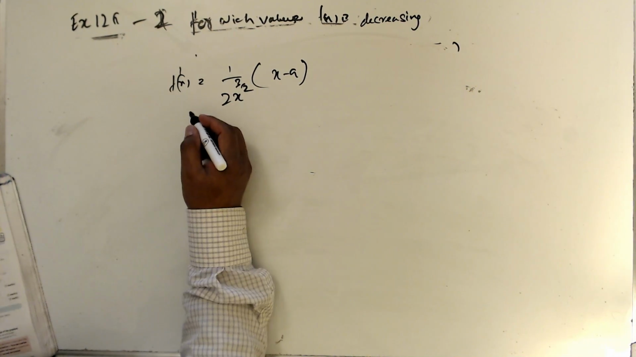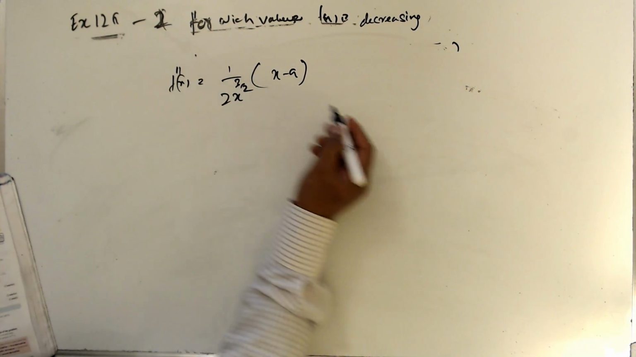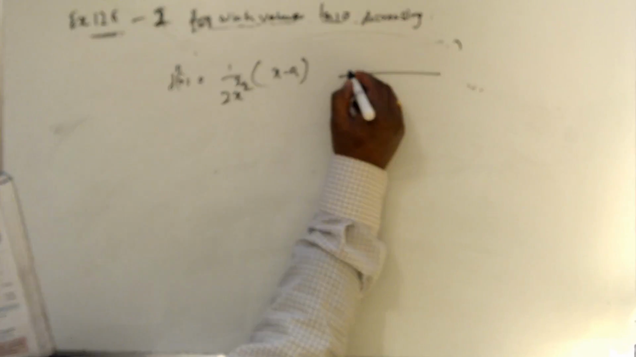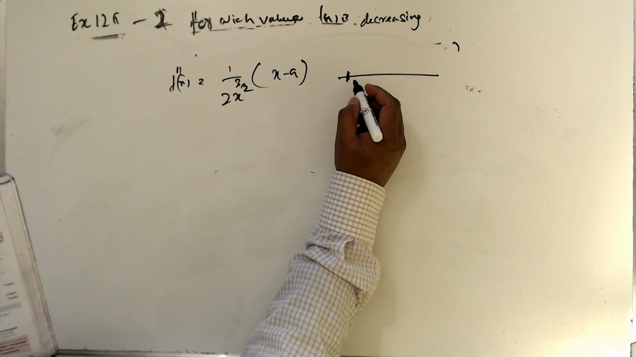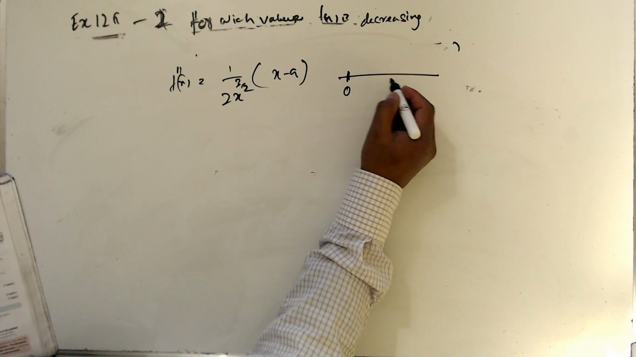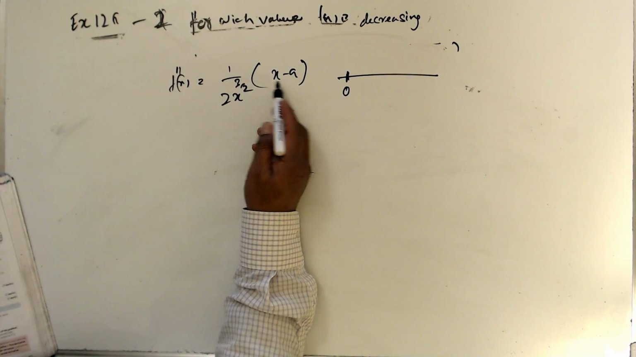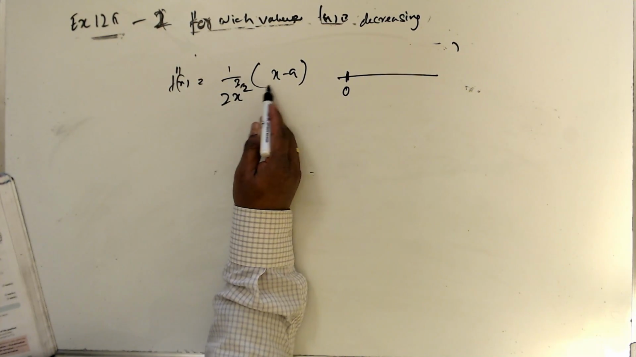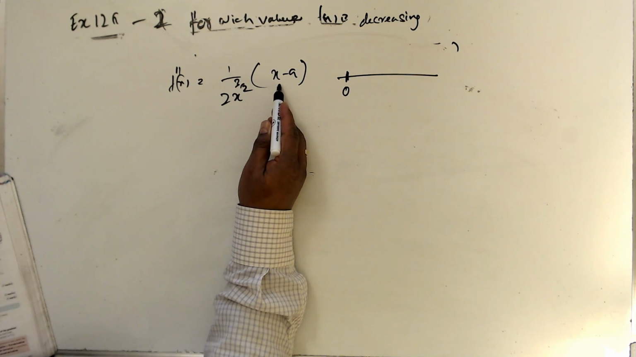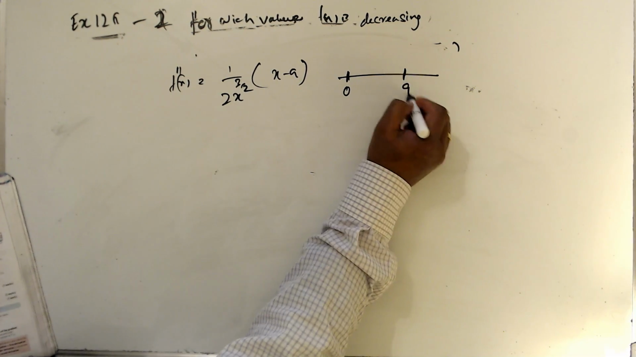Now we have f dash x, this one, and we know that x has to be greater than 0. And now when you look at this one, I can see that x minus 9 changes sign at 9.